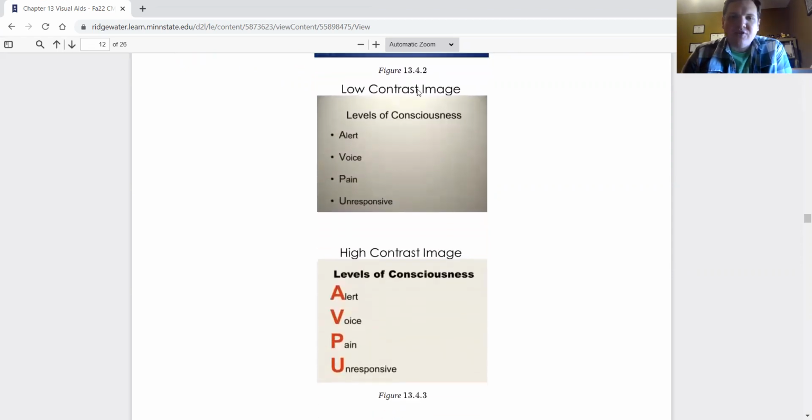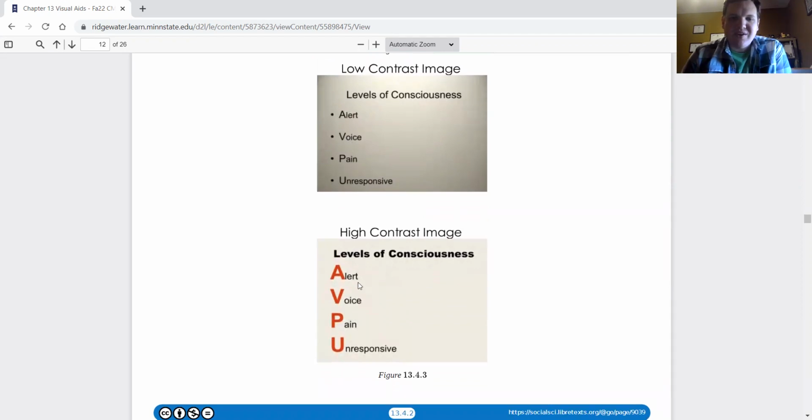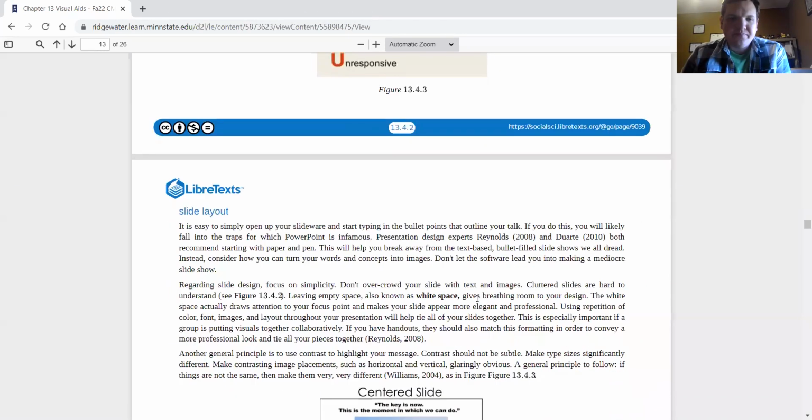That talks about low contrast images. So again, you have these two options here. This one's high contrast, AVPU, looking at those different letters to help it stand out. This may be distracting, it may be too creative. This one may be too boring. So again, figuring out what's going to work well for your presentation. I don't think either of these are necessarily bad images that wouldn't work well, but they're very different in how they can be approached.